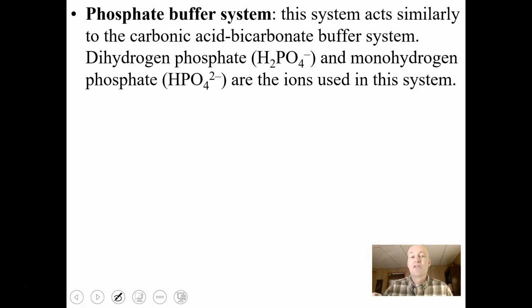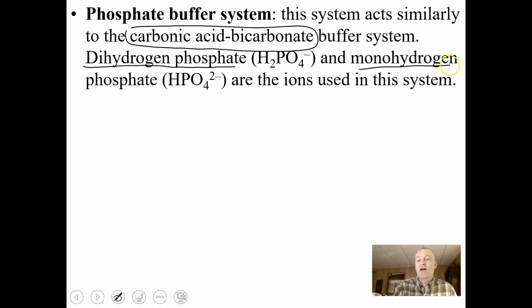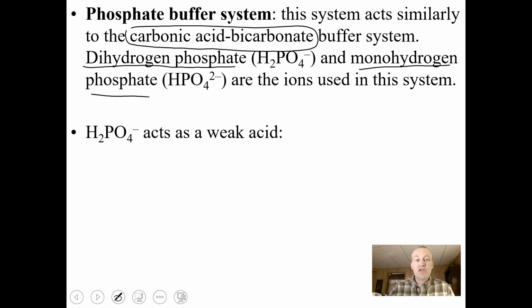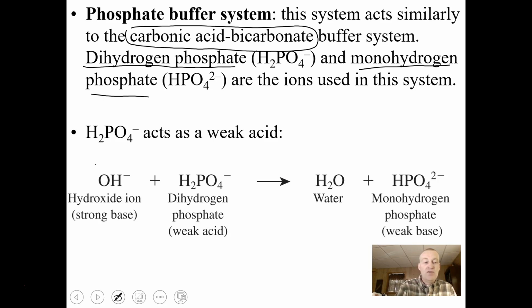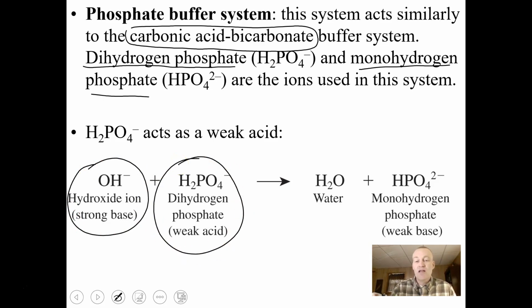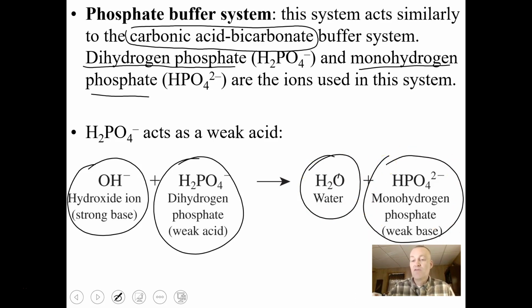This system acts similarly to the carbonic acid bicarbonate buffering system, and we have talked about this system in previous lectures before, but we'll talk about it in this lecture as well. So in this phosphate buffering system, we have dihydrogen phosphate and monohydrogen phosphate that are going to be the ions that are active in this particular system. If we look at dihydrogen phosphate, it's going to work as a weak acid. So if you have here in this situation hydroxide ions, which are strong bases, and dihydrogen phosphate, which is a weak acid, when these things combine, we form water and we form monohydrogen phosphate, which is a weak base.